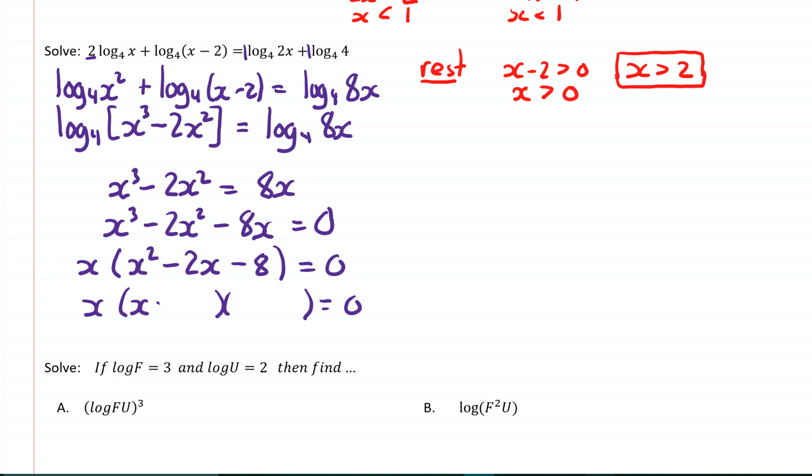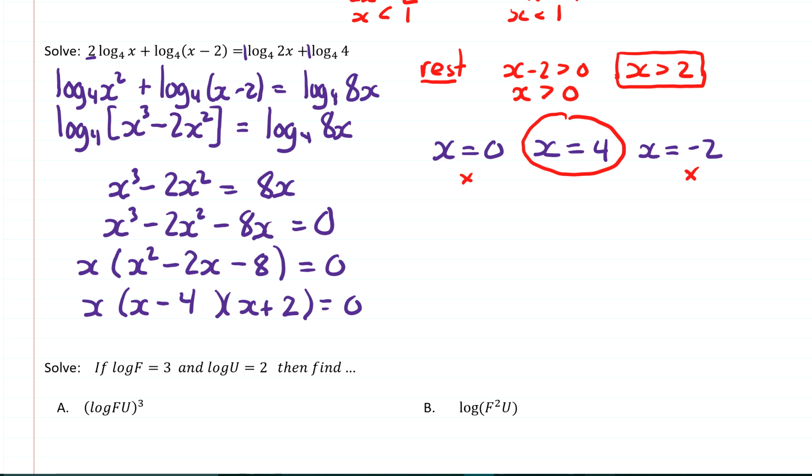So we get x minus 4 and x plus 2. There we go. Okay, so our solutions for this would be x equals 0, x equals 4, and x equals negative 2. Now, from our restriction above, we can see that x must be bigger than 2, so we'd have to reject the 0, we'd have to reject the negative 2, and our only answer here would be x equals 4. So that probably makes you feel pretty good inside. There we go. Okay, so we're going to pause the video here, and that'll be the end of this video.